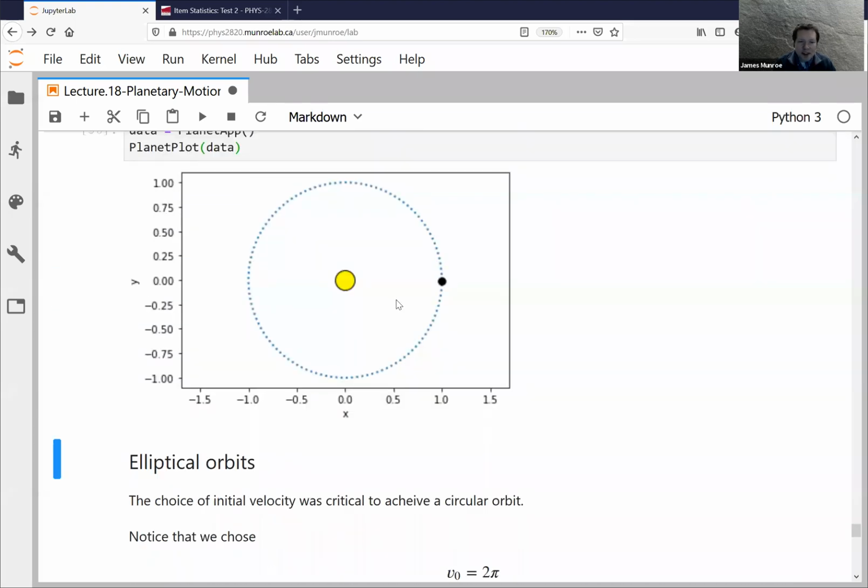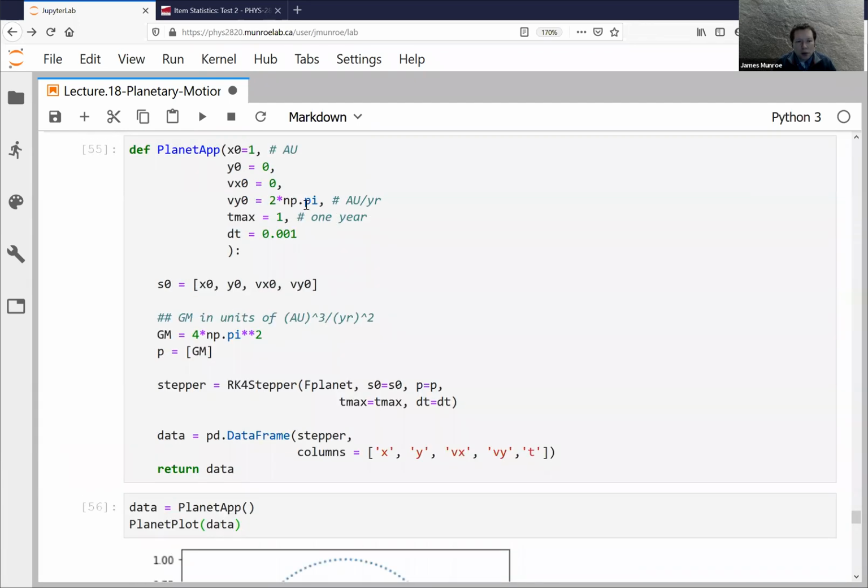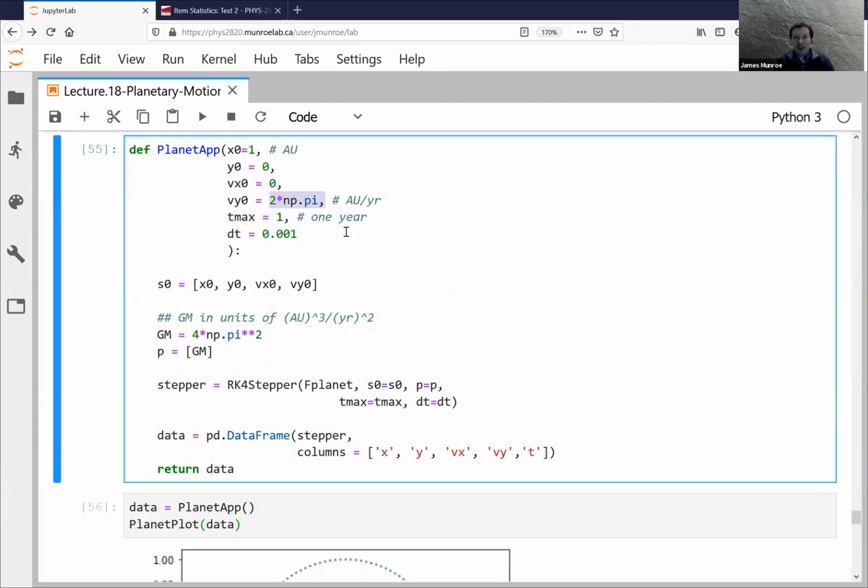If you want to make something that's non-circular, what you're really doing is playing around with the speed. I'll note that I chose an initial velocity of 2 pi. That might look like a funny velocity, but it's a velocity of 2 pi astronomical units per year. The circumference of a circle with radius 1 astronomical unit is 2 pi astronomical units. Divide that by a year, and that's going to be the initial speed.